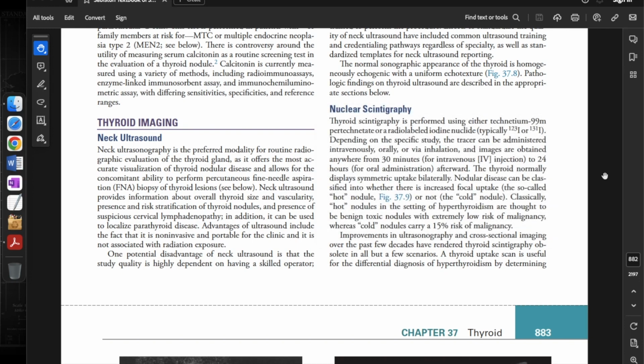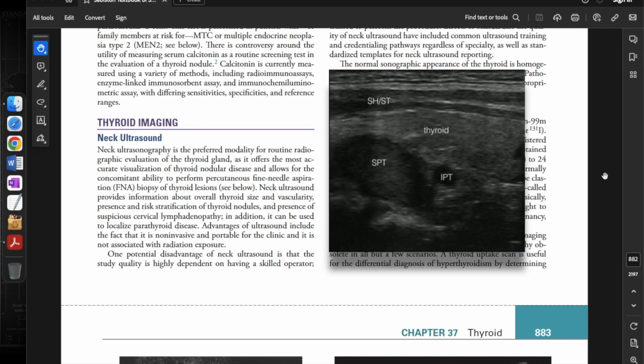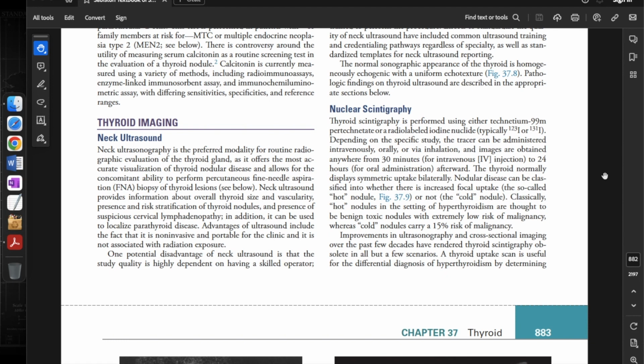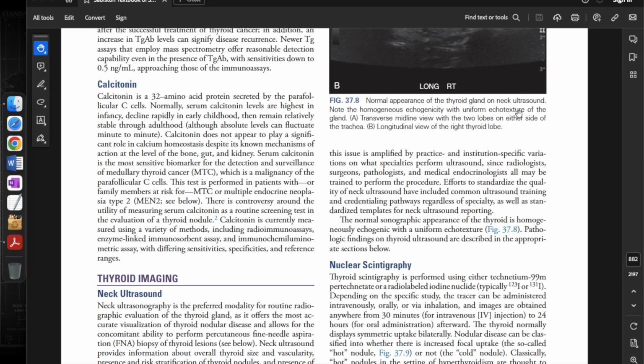In addition, it can be used to localize parathyroid disease. Advantages of ultrasound include the fact that it is non-invasive and portable for the clinic, and it is not associated with radiation exposure. One potential disadvantage of neck ultrasound is that the study quality is highly dependent on having a skilled operator. This issue is amplified by practice and institution-specific variations on what specialties perform ultrasound, since radiologists, surgeons, pathologists, and medical endocrinologists all may be trained to perform the procedure.